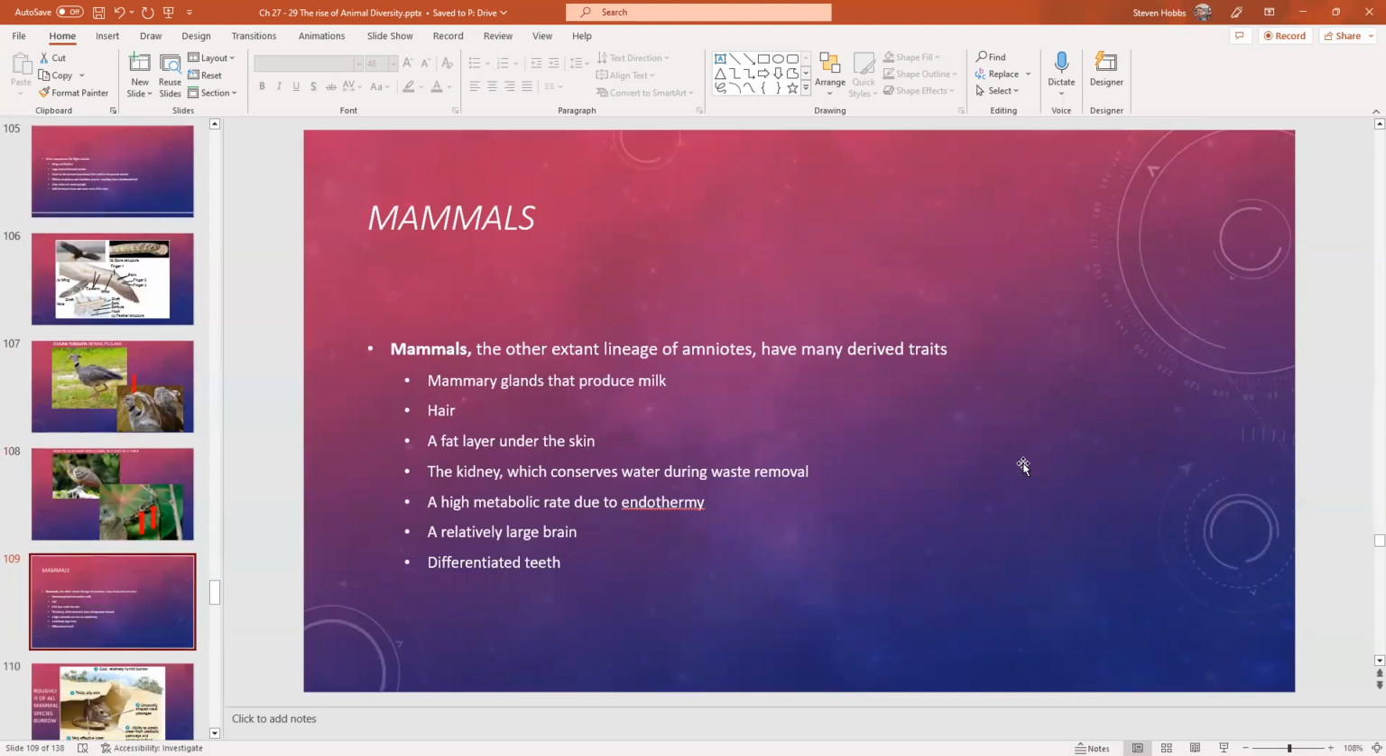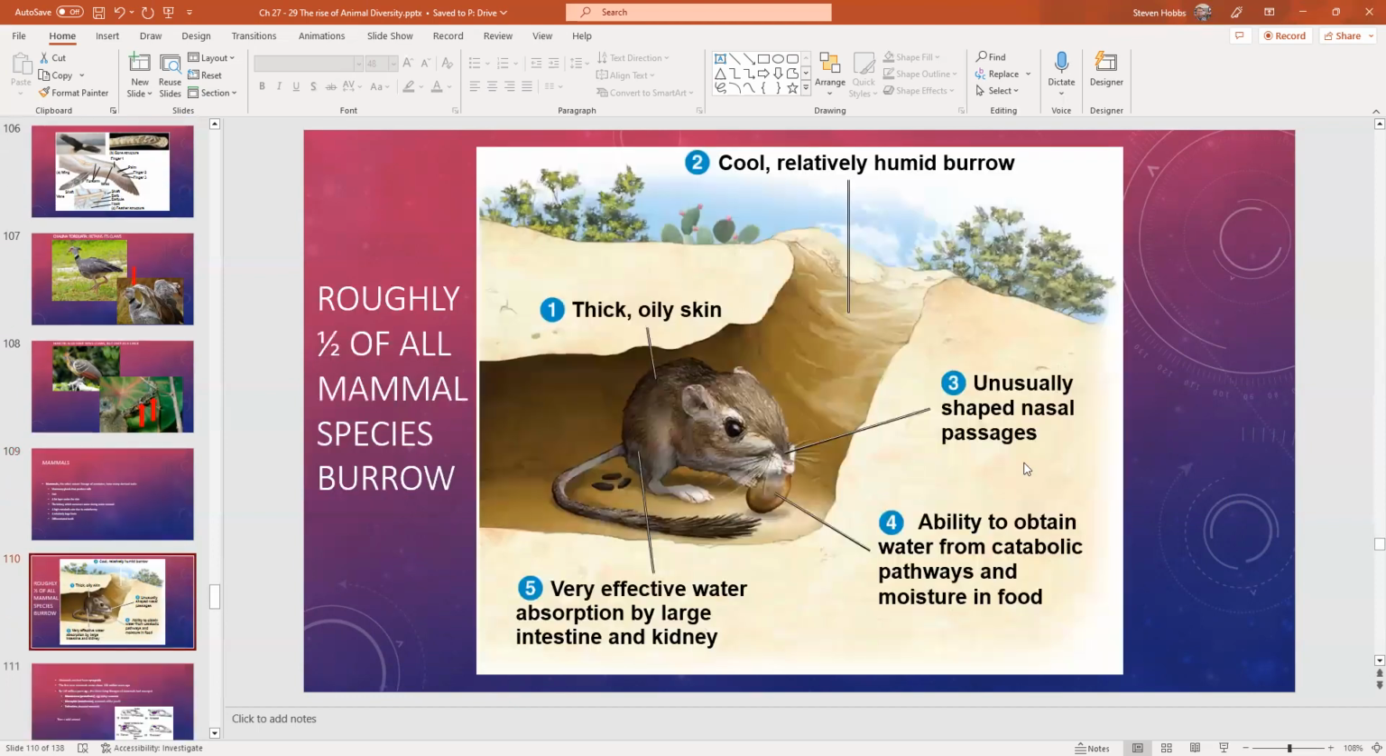Now, mammals and other extant lineages of amniotes also have some derived traits, such as mammary glands that produce milk, the development of hair, subdermal adipose tissue, known as a fat layer under the skin, that also later gives rise in whales to blubber, the kidney, which conserves water, high metabolic rate due to endothermy, we generate our own heat, a relatively large brain, and differentiated teeth. About half of all mammal species burrow.